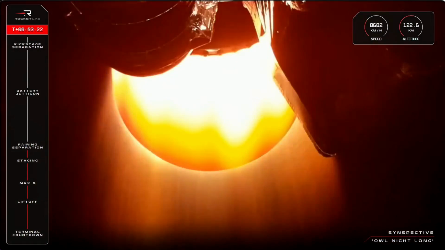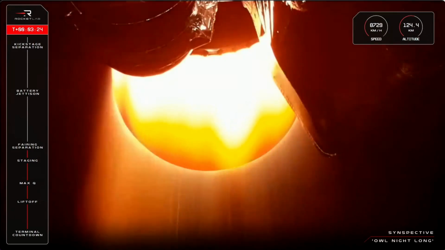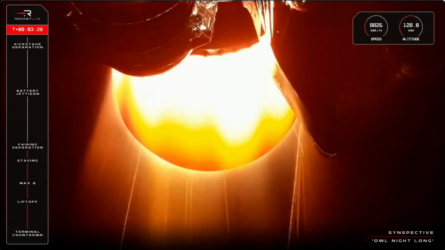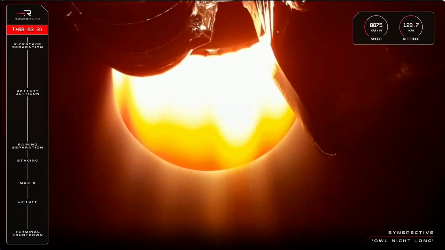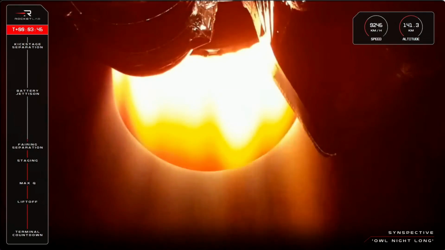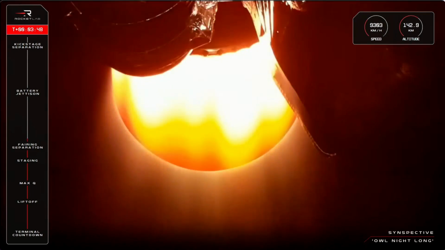Guidance is nominal. Electron's fairing has now been ejected, with the 2 pieces falling away to burn up in Earth's atmosphere. Electron's second stage is continuing nominally on its way to orbit, carrying this Synspective payload. The vehicle is currently at 132 kilometers altitude and reaching speeds of more than 9,000 kilometers an hour. Stage 2 propulsion is nominal.